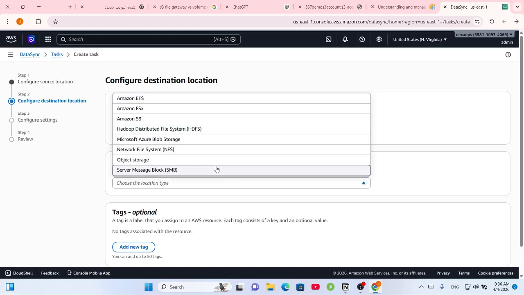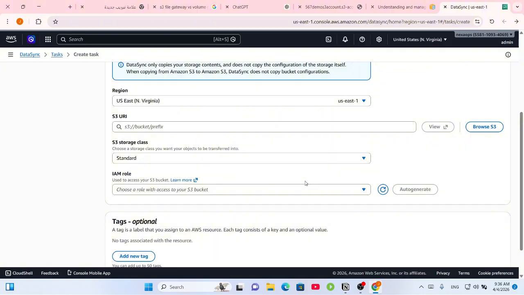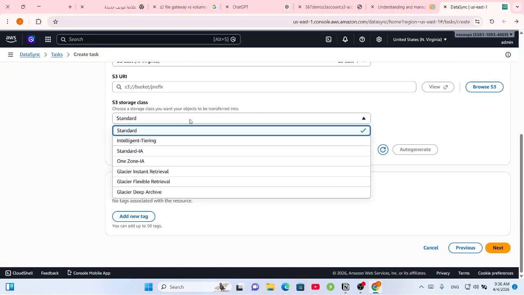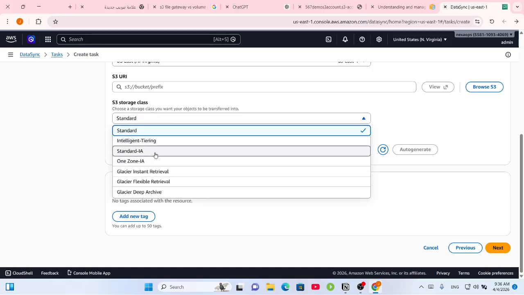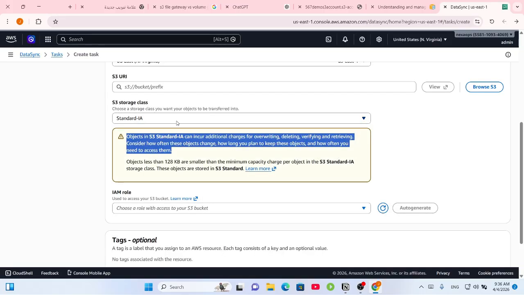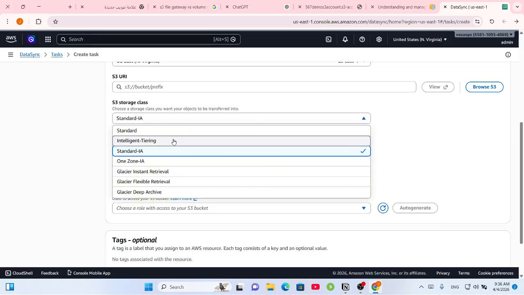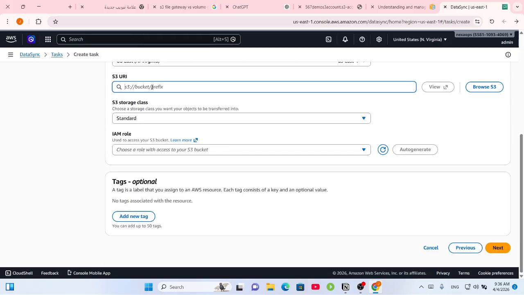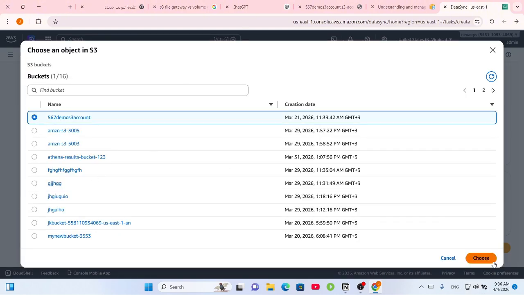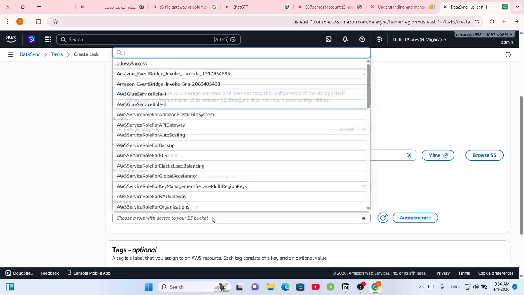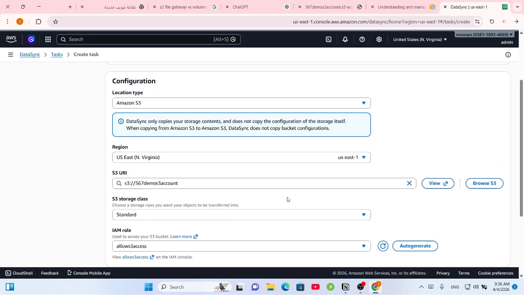Location type. I said S3, right? So storage class, keep it. You can also specify the storage class you want to transfer it to. So I want it to be transferred to standard. Keep it like that just for now. It will not charge us. So we can go here, choose the allow S3 access.